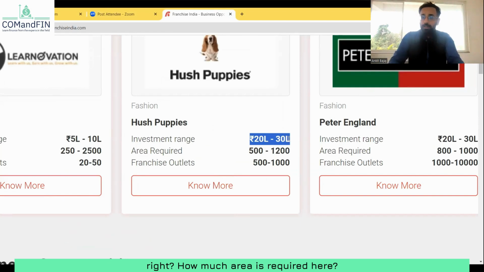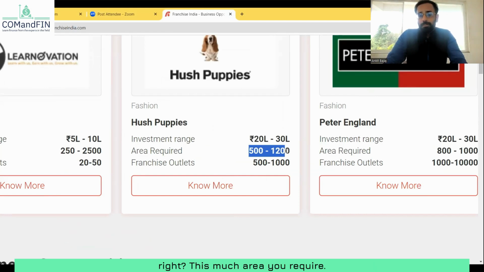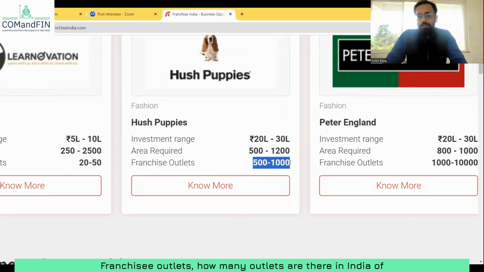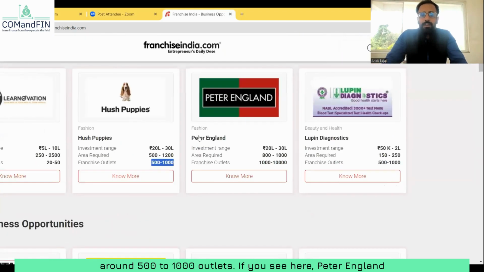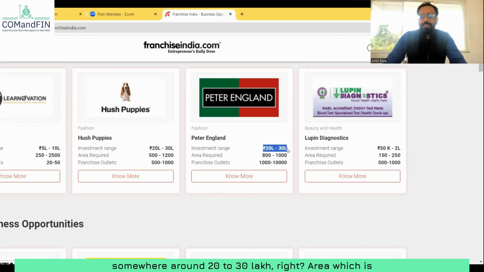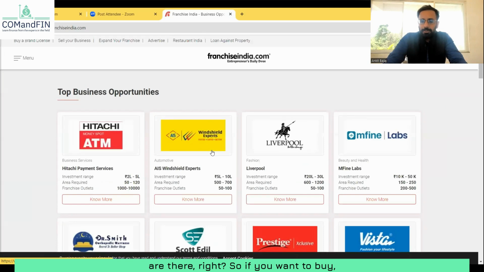How much area is required here? Here you require an area of 500 to 1200 square feet, right? This much area you require. Franchisee outlets: how many outlets are there in India of Hush Puppies? They have somewhere around 500 to 1000 outlets. If you see here, Peter England franchisee, you need to invest somewhere around 20 to 30 lakh, right? Area required is 800 to 2000 square feet. Then franchisee outlets, there are somewhere around 1000 to 10,000 outlets. Similarly, you can see various franchisee options are there, right?